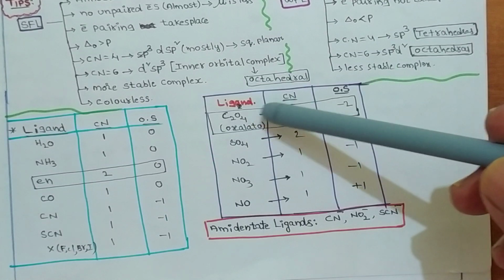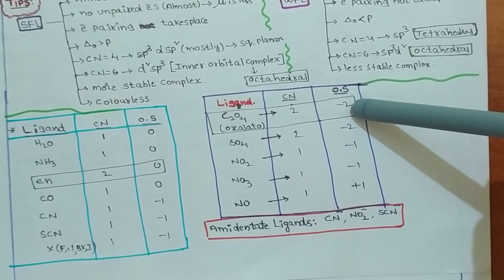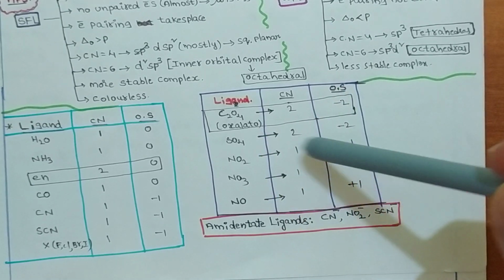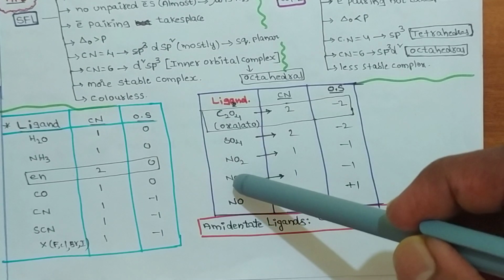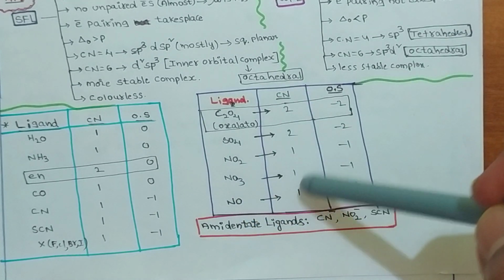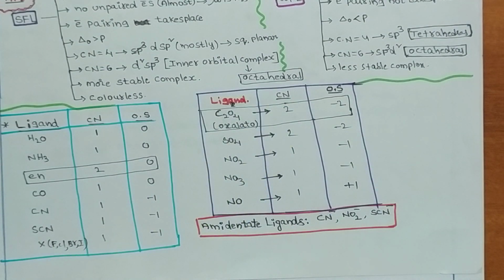Next, oxalate, C2O4 2 minus: coordination number 2, oxidation state -2. Sulfate -2, nitrite -1, sorry, nitrite is -1. Nitrate -1, nitrosyl +1, coordination number 1. Oxalate coordination number is 2. Sulfate also has coordination number 2.